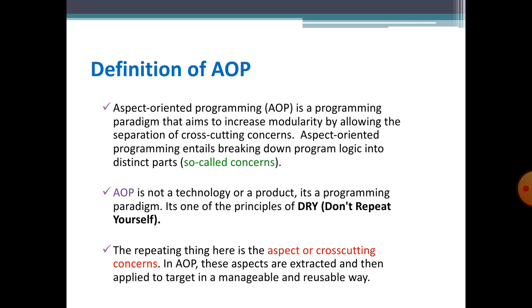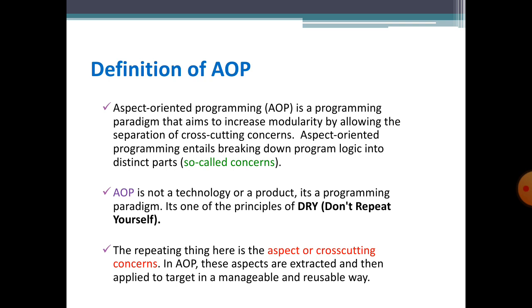So aspect oriented programming, we can say, is not a technology or product. It's basically a programming paradigm which was derived from object oriented programming by seeing the different limitations being faced in object oriented programming. The developers community introduced some new concepts which they called aspect oriented programming.